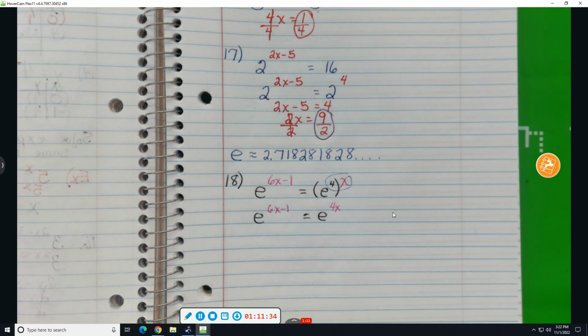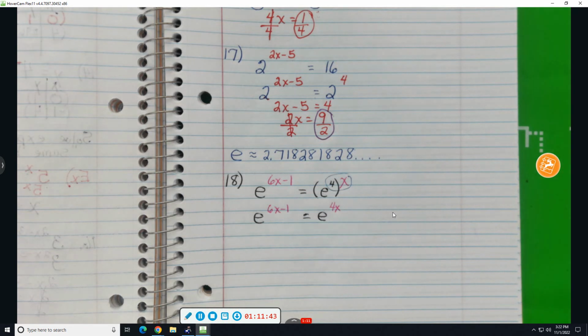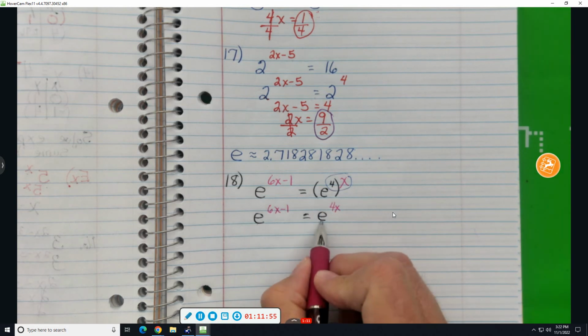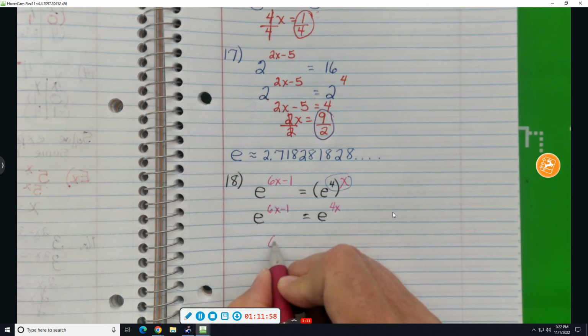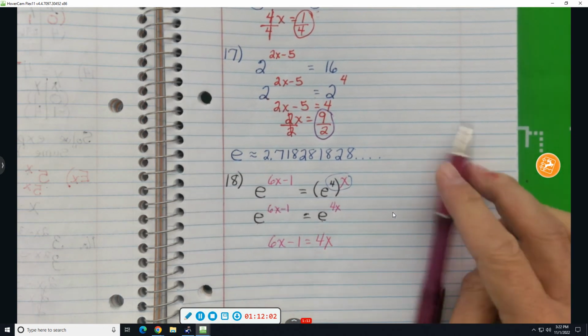Now, are we ready to drop the black e's? The fact that the e is 2.718281828 doesn't really have any impact on it. You're not going to be doing anything with a 2.718281828. You're going to be dropping the e's now. E to a power equals e to a power. That means that since the bases are the same, the exponents have to be the same.